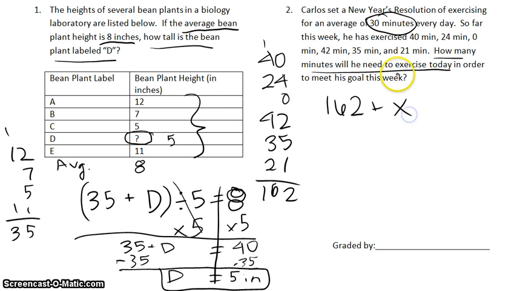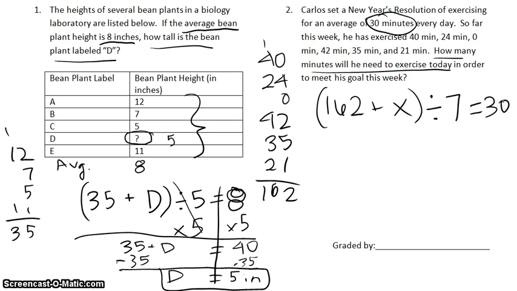x, however many minutes he exercises today. When I find that sum of all the numbers in my set, I have to divide by how many numbers there are to find the average. Well, there's 1, 2, 3, 4, 5, 6 numbers here, plus we're going to add one more number for how much he does today. So I'll divide by 7. And we want that average to be 30 minutes. So I'm going to say it equals 30.